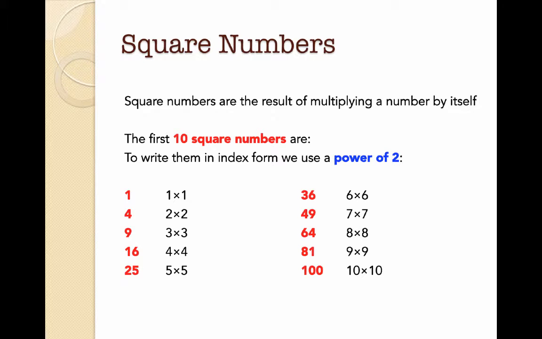Now a shorter way of writing these, rather than writing 1 times 1 and 2 times 2, is to use an index form. That is a power of 2. So 1 times 1 can be written as 1 squared and 2 times 2 can be written as 2 squared and 3 squared and 4 squared, 5 squared and so on.